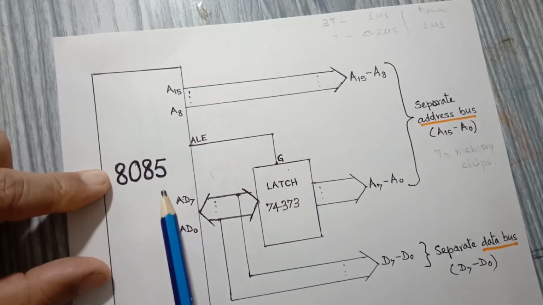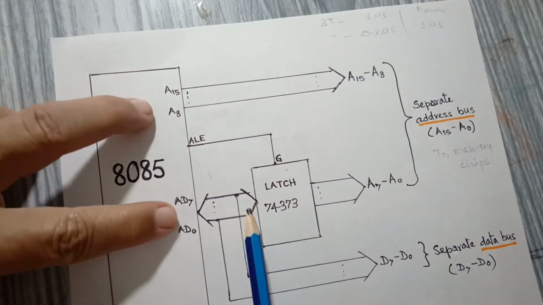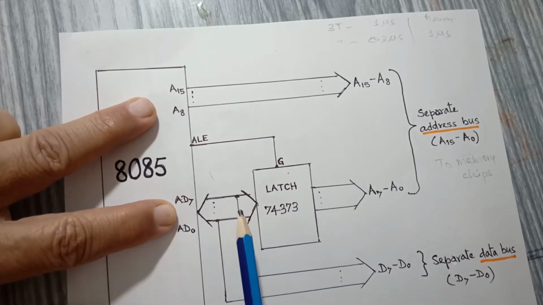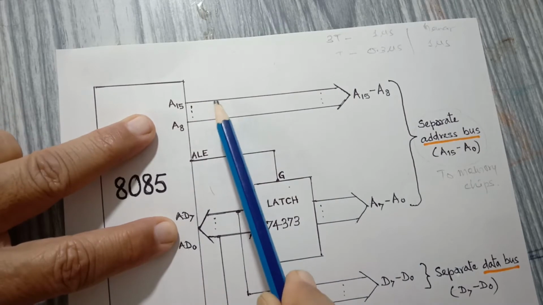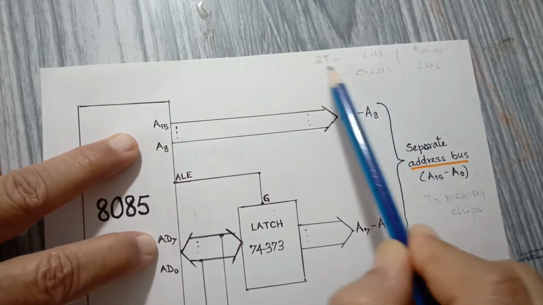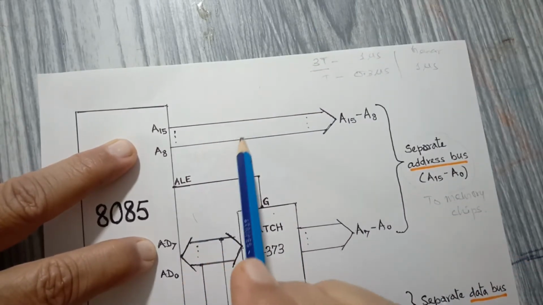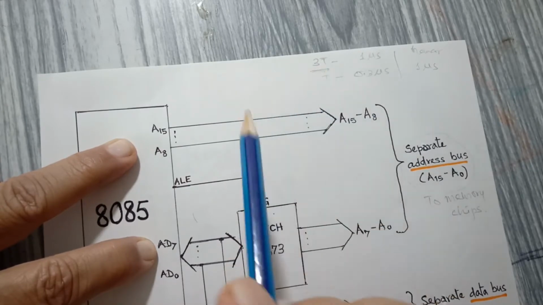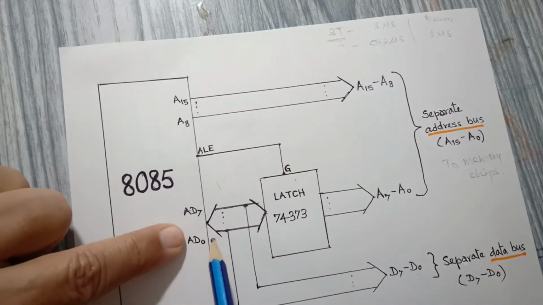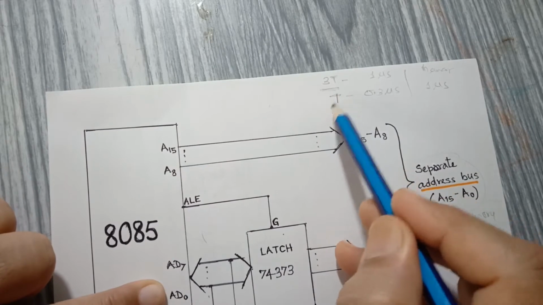microprocessor 8085 gives out the address on these total 16 lines for memory reading or for memory writing. The high order 8 lines hold the address for a 3T period, so the address remains there for 3T duration, whereas the low order address 8 lines remain on these lines only for 1T duration.